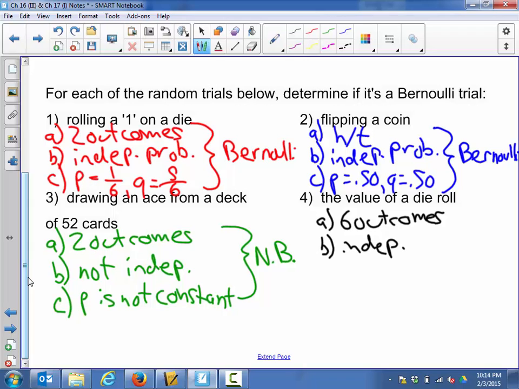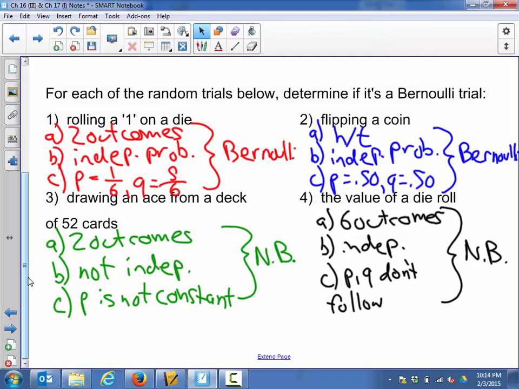These are independent trials, though. The value of a single die roll won't affect the value of the next. And P and Q don't make sense to talk about in this case, because P and Q are just 2 probabilities for 2 outcomes, and A, with that condition, was already not met. So this doesn't make sense. Okay, so this would also be not Bernoulli.